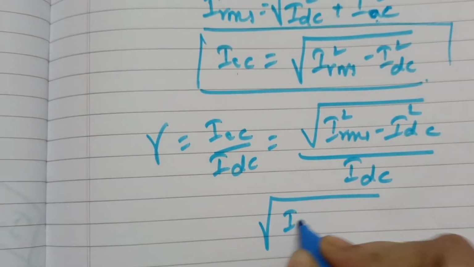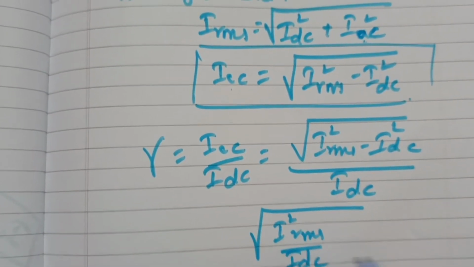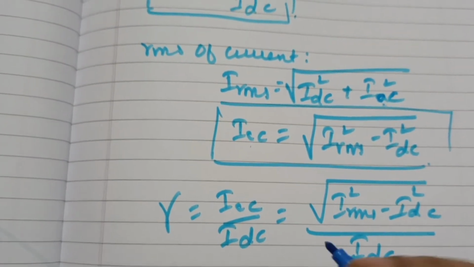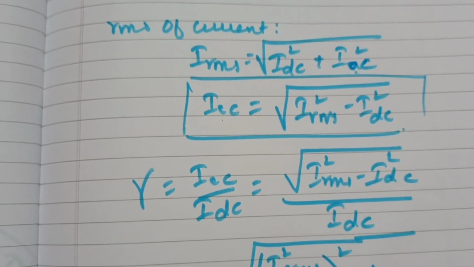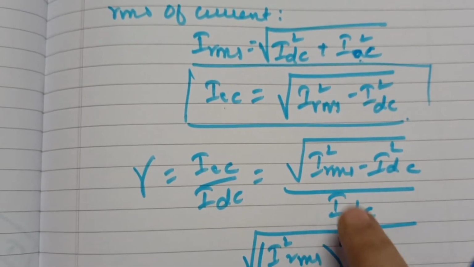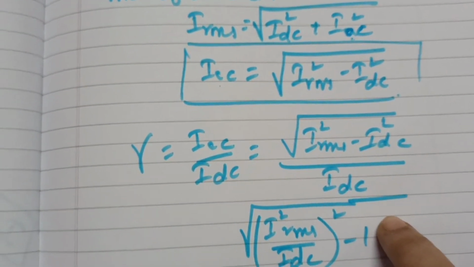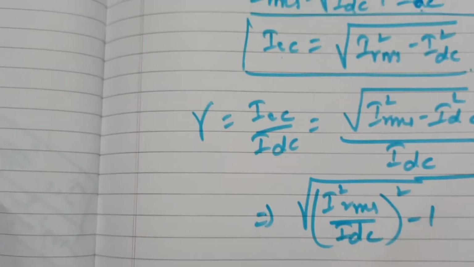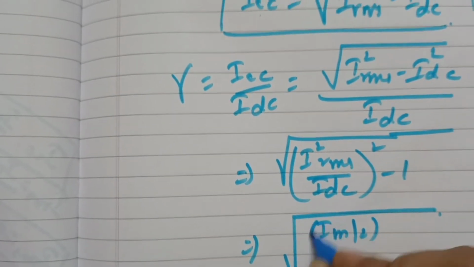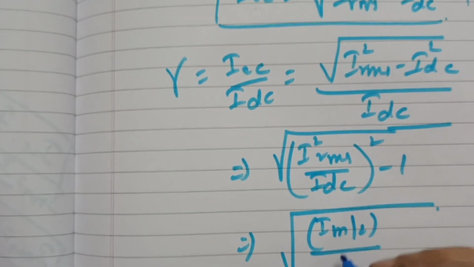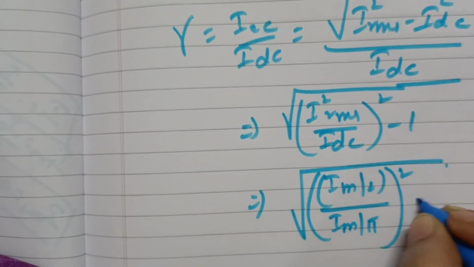So that will be square root of I square RMS by IDC whole square minus 1. We can simplify and write like this, no? IRMS by IDC whole square minus 1, you can write like this. Okay, so this IRMS value we got as Im by 2 whole square, complete whole square. IDC is Im by pi whole square, minus 1.